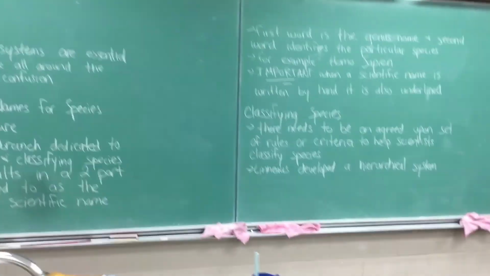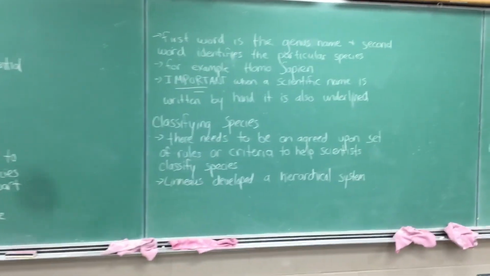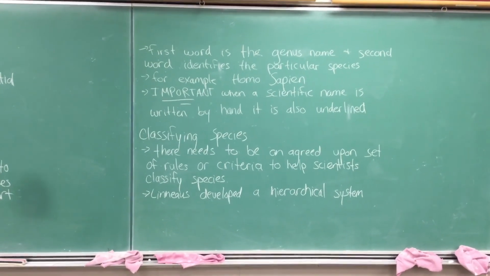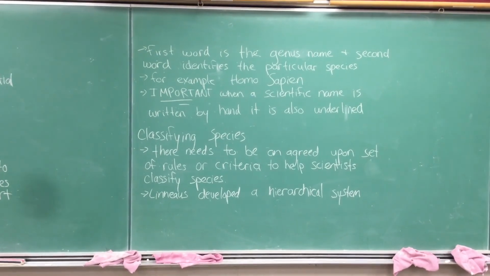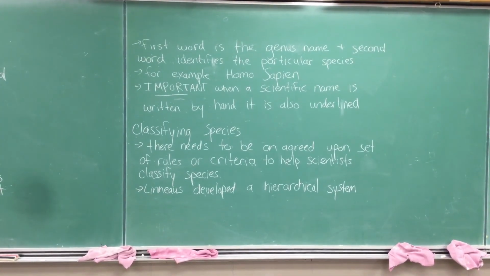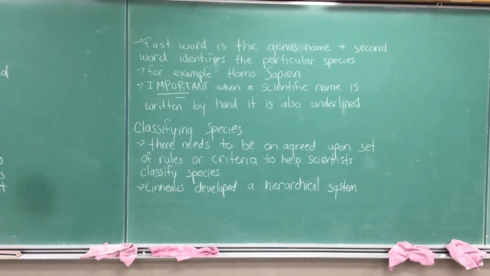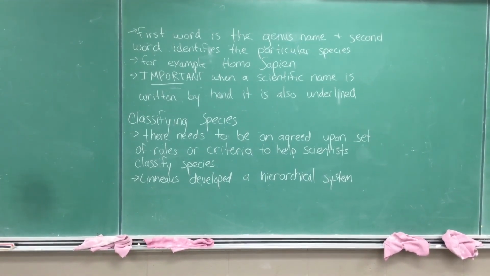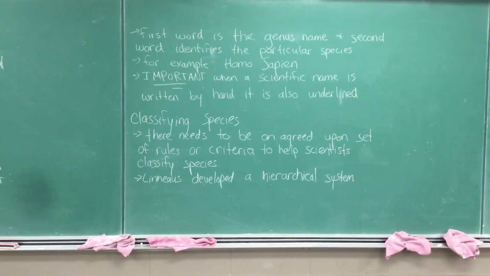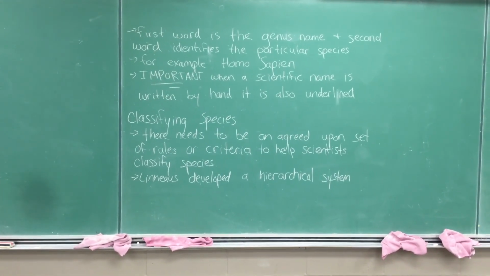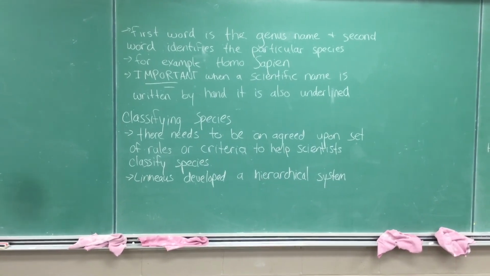The first word is the genus name. The second word identifies the particular species. For example, Homo sapiens. Important to note, when a scientific name is written by hand, it is also underlined. Classifying species. There needs to be an agreed upon set of rules or criteria to help scientists classify these species. Linnaeus again developed a hierarchical system.